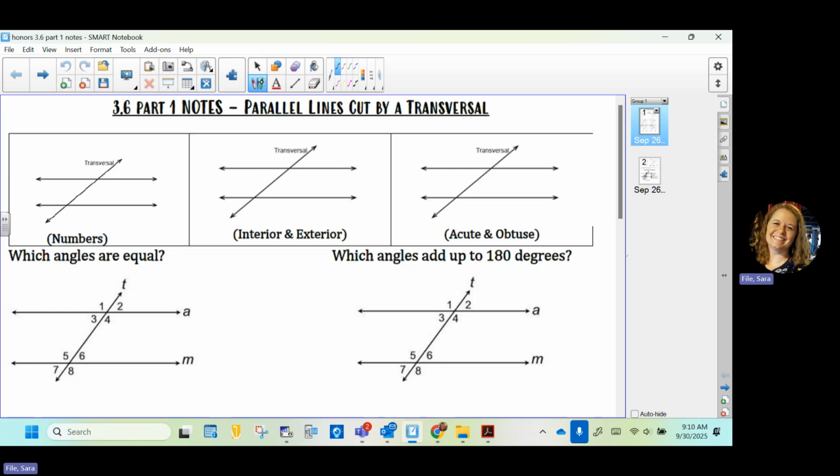And you're going to see me, on the board or maybe on assignments, abbreviate that. Parallel lines cut by a transversal. So if you ever see that, that's what it stands for. Parallel lines cut by a transversal, okay? So when we have this, obviously we have to have parallel lines, okay?